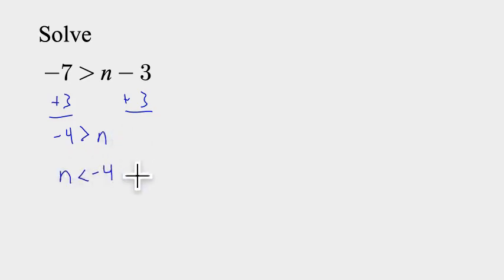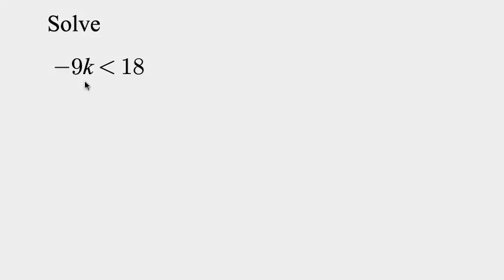These two steps say the same exact thing. Notice the mouth is about to eat the negative 4, just like it's about to eat the negative 4 here. But now the n is on the left. And with inequalities, that's especially important.